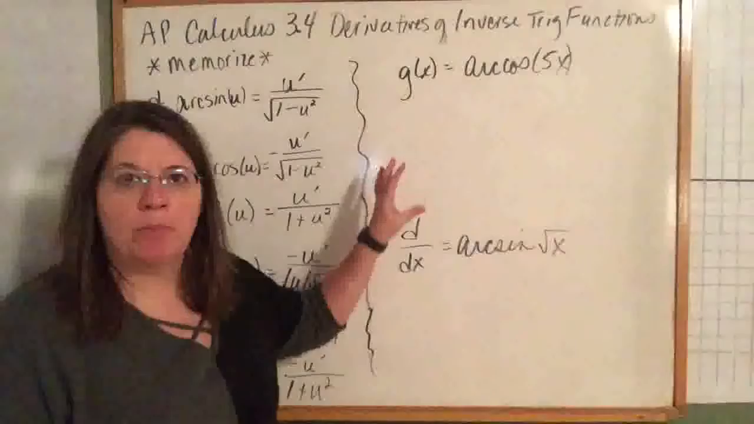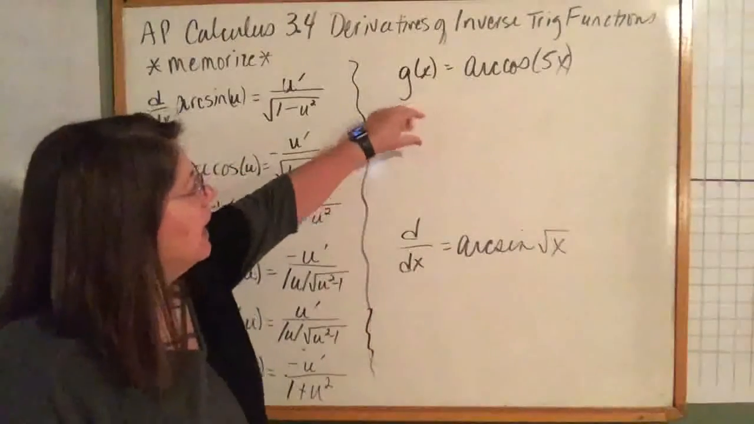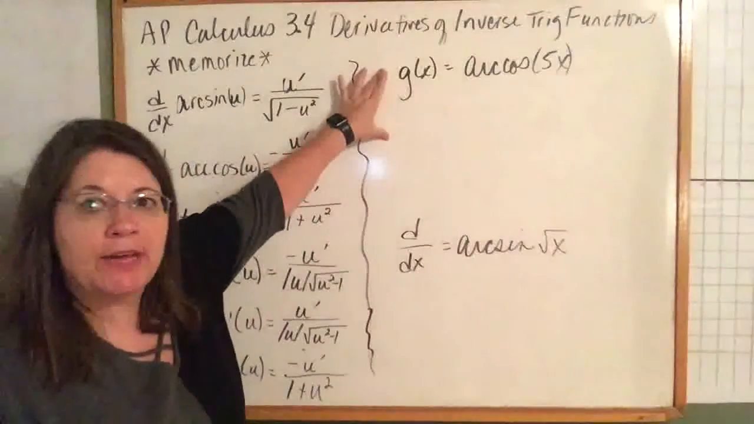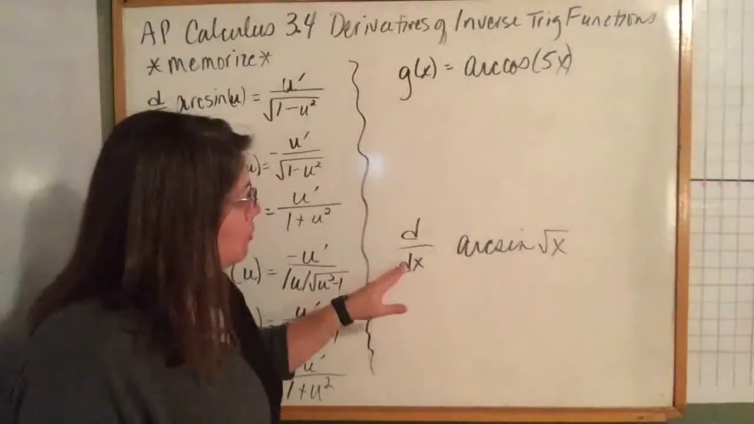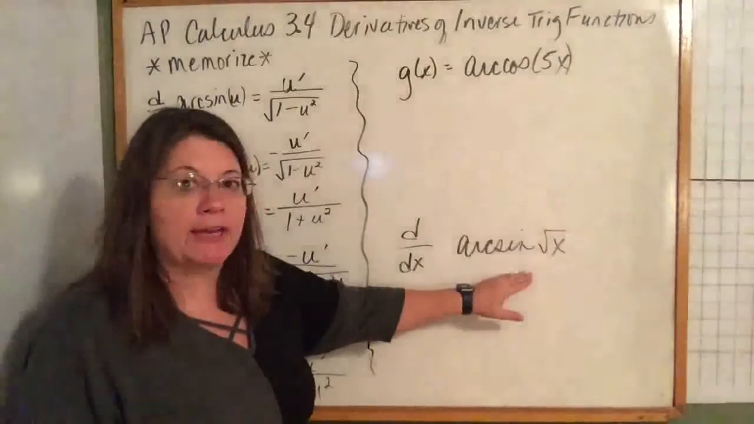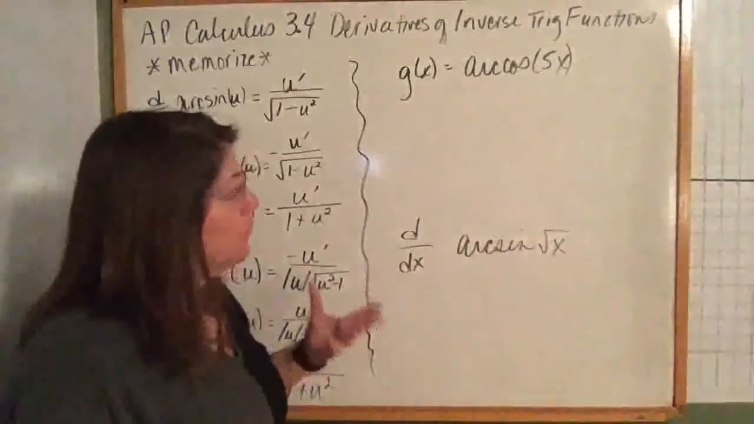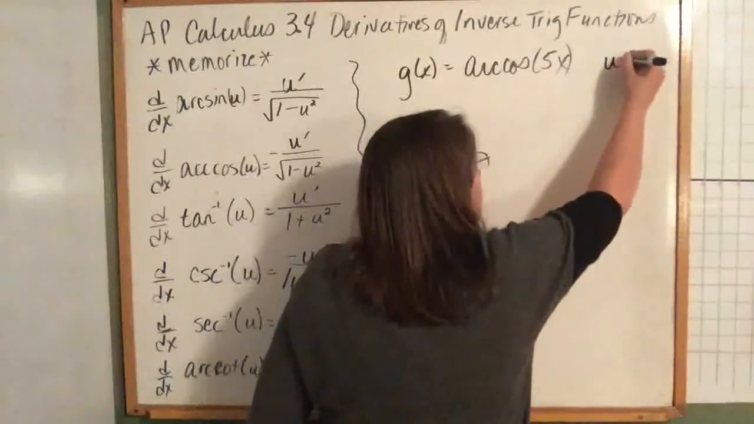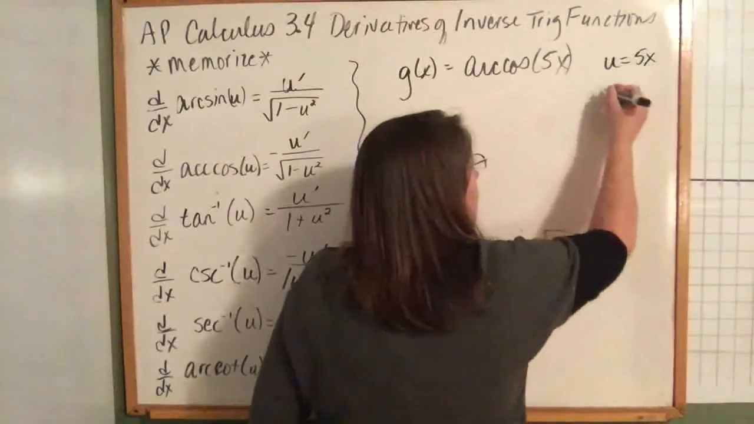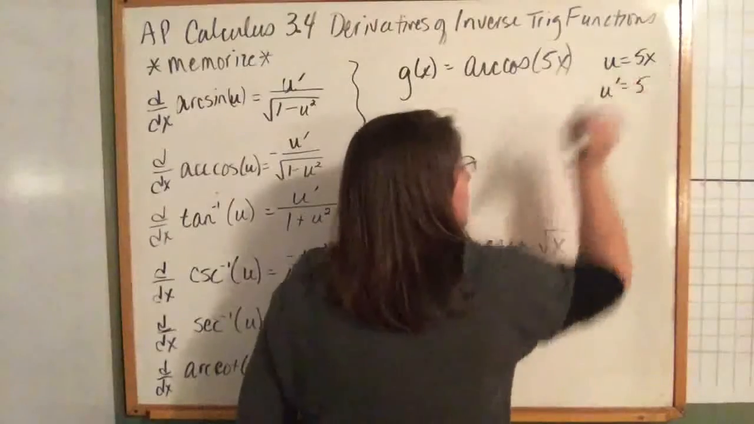So here I have a couple different examples. In this one, your directions will be to find g prime of x, or find the derivative of g of x. And then in this one, they want you to just take the derivative of arc sine of the square root of x. So to do this, first we have to identify what our u is. In this one, our u is 5x, so our u prime is going to be 5.